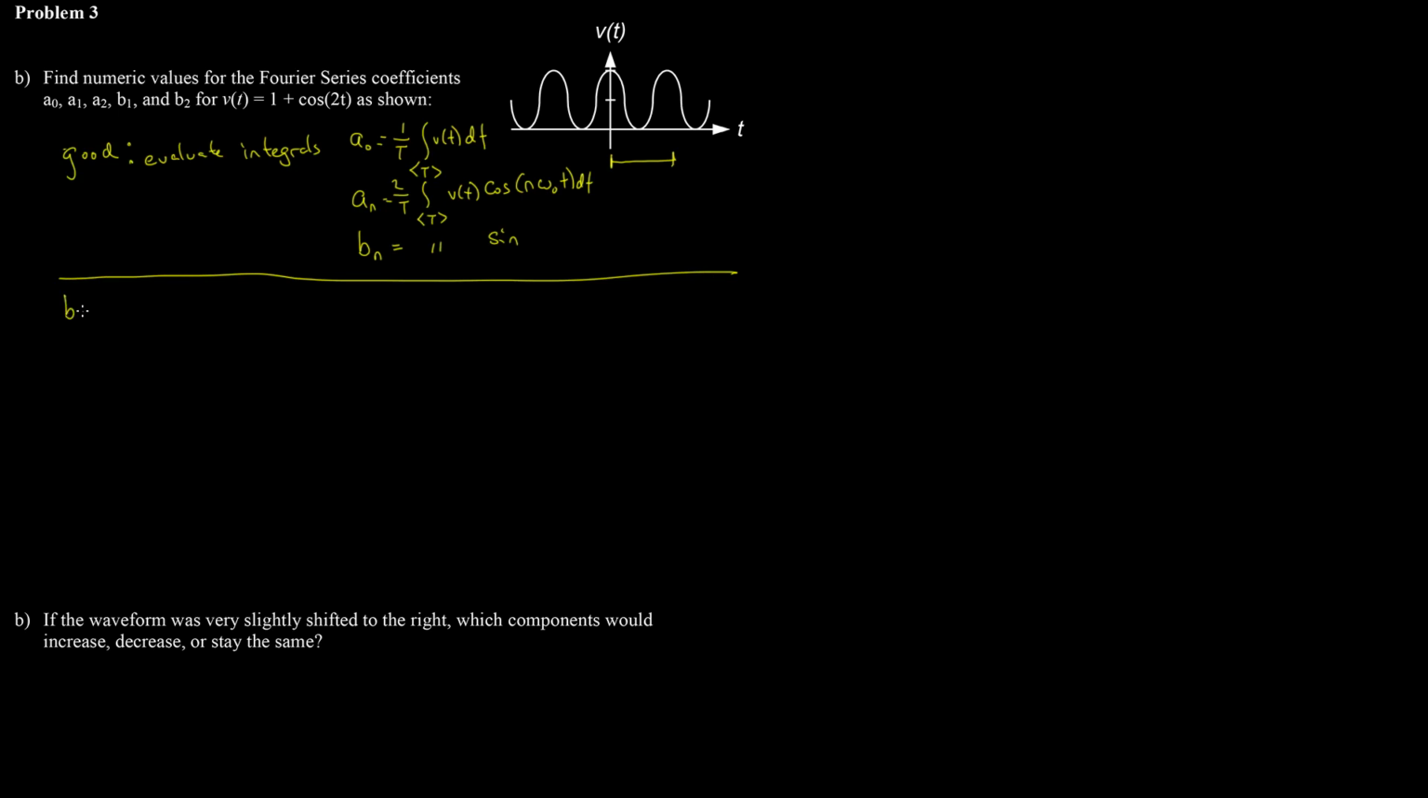There's a better way. Just by inspection, you can see that the average value of this thing is 1. So therefore, your a sub naught is equal to 1. That's one integral less. The second is to realize that this function is even. You can flip it around that vertical axis and you get the same number. So therefore, all of your b sub n's are 0. And now you just need to evaluate your a sub n's using that equation. And you've cut down your work by over half.